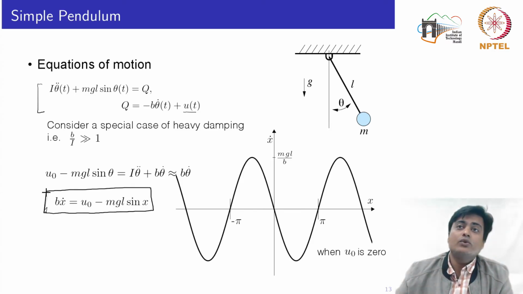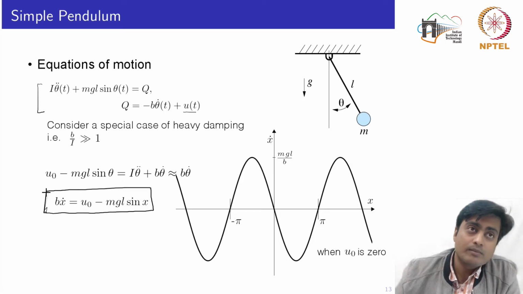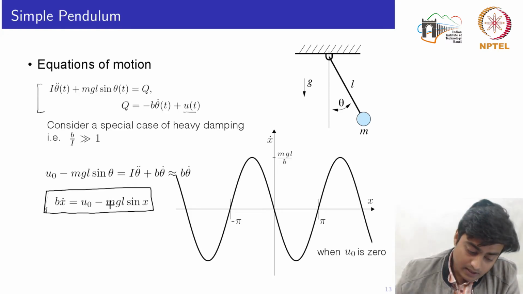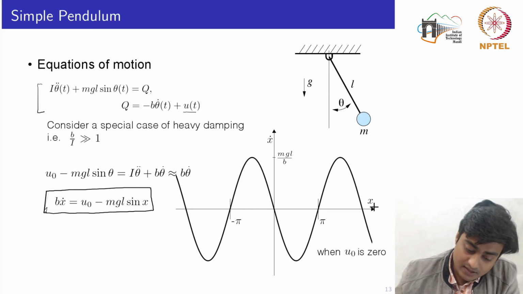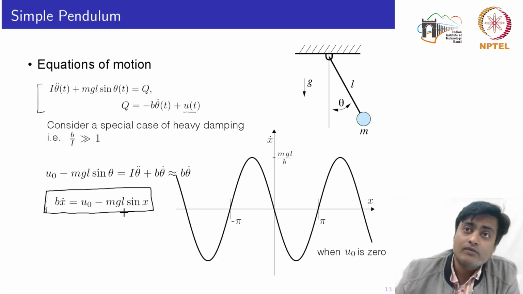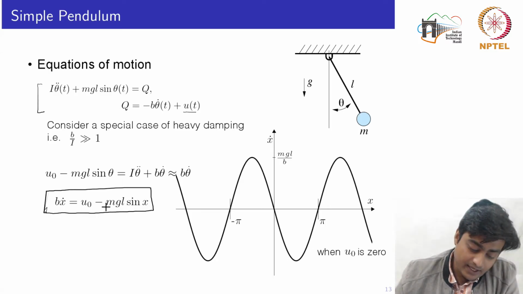Now here, since u is the external force supplied to this simple pendulum, if we consider u equal to 0 and we plot the graph between x dot as the y-axis and x as the x-axis, then this is how the motion is defined, because it is a pure sinusoidal function scaled by the factor mgl by b.